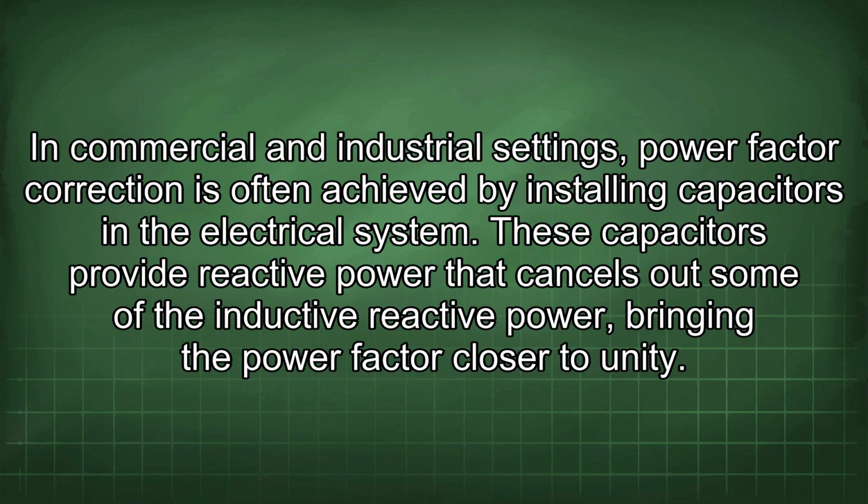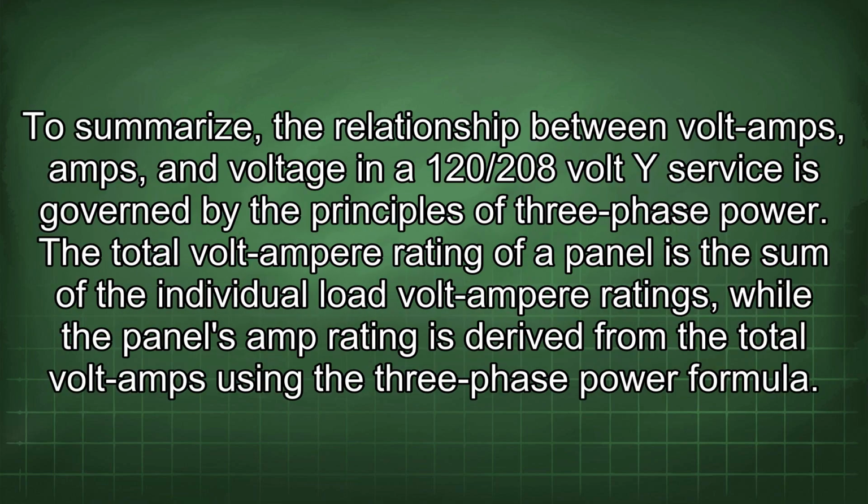In commercial and industrial settings, power factor correction is often achieved by installing capacitors in the electrical system. These capacitors provide reactive power that cancels out some of the inductive reactive power, bringing the power factor closer to unity.